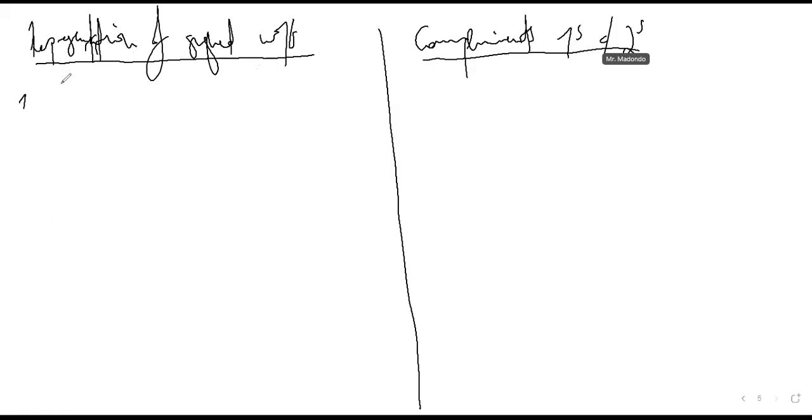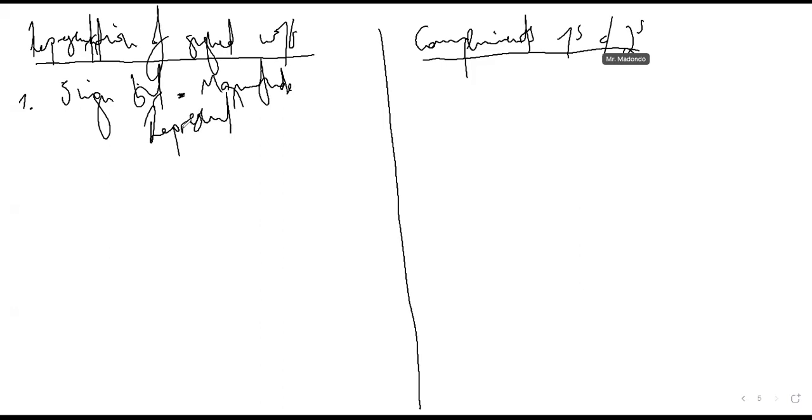One, we have the introduction of what we call the sign bit. And the whole representation is called the sign bit magnitude representation.